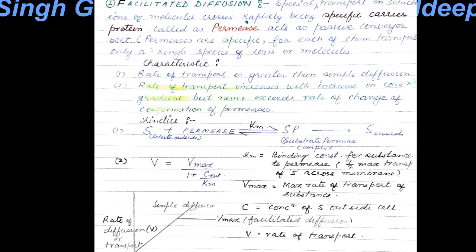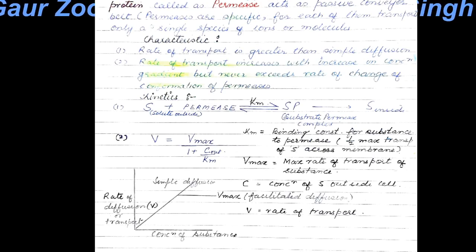See the kinetics. You can see in the graph that the rate of diffusion or transport in facilitated diffusion rises with increase in concentration of the substance. It rises to an extent which is called Vmax. But after Vmax, the rate of diffusion does not rise, because it is limited by the rate of change of conformation of permease.